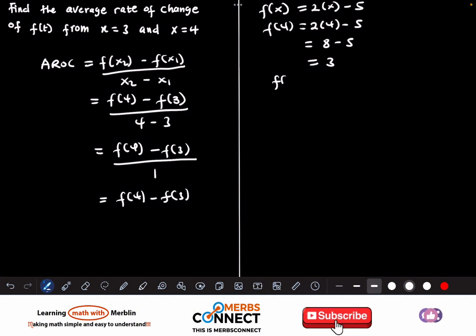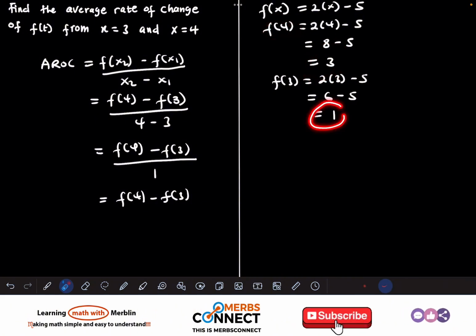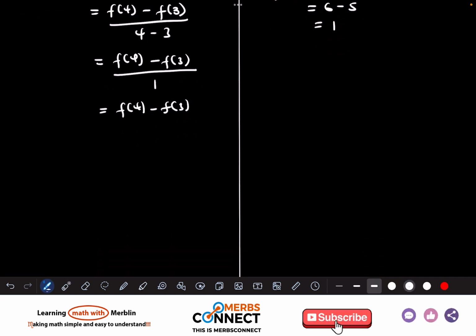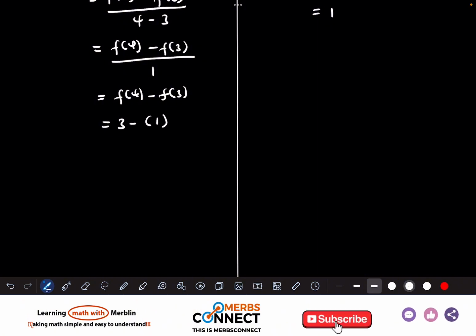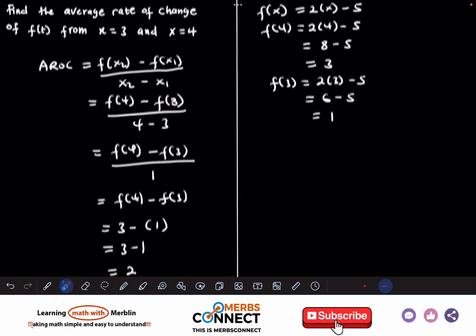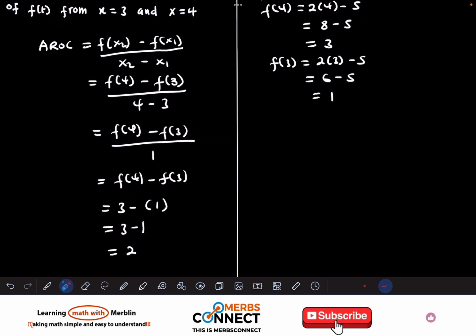Let's look for f of 3. Change everything in the parentheses to 3. So we are going to have this. This is 6 minus 5, and we are going to have 1. So when we bring them back, this is f of 4 and this is f of 3. f of 4 is 3 minus, we put this one in parentheses as I said. You need to do it whether it's negative or not, so that you don't make mistakes when the function is not just 1. So 3 minus 1, which is equal to 2. So the average rate of change is equal to 2.